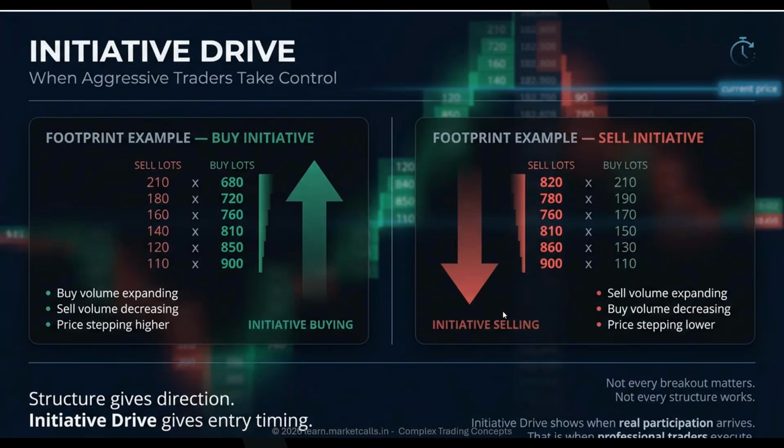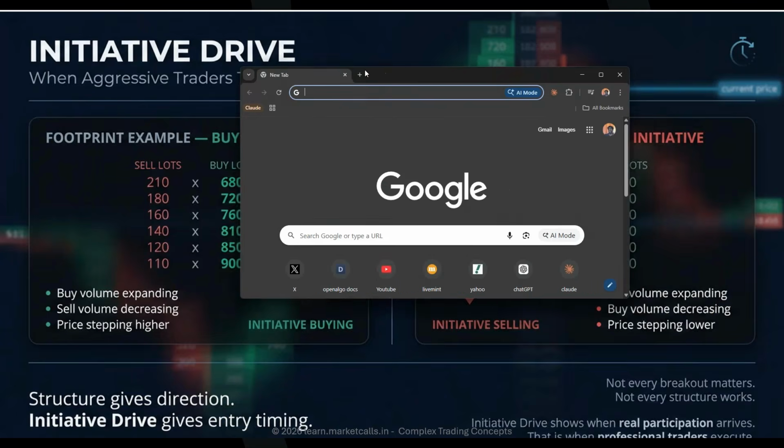And here comes the most important part: initiative drive. Initiative drive is one form of institutional price action. There are two ways institutions tend to make it, but maybe I'll try to summarize the list of ways you can find the price action. Order flow classifies price action into three different categories.